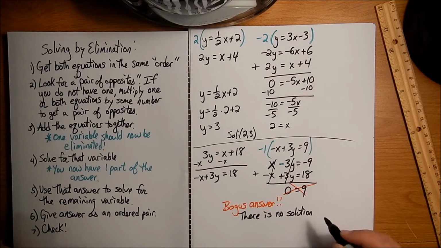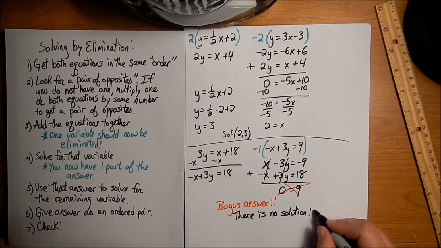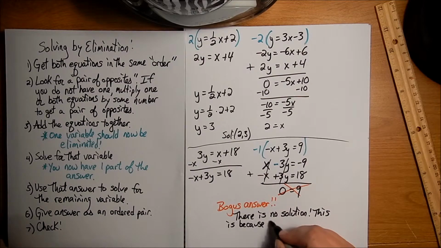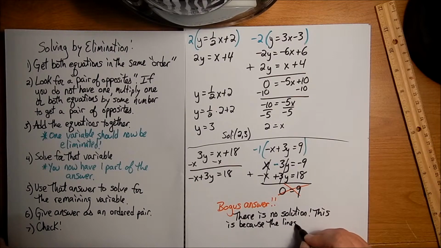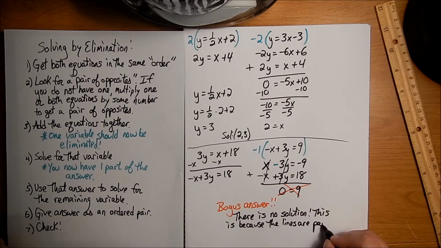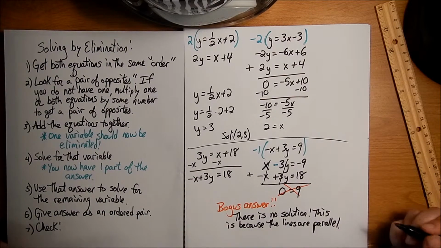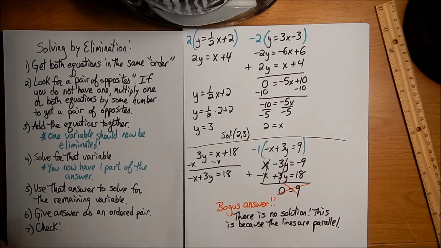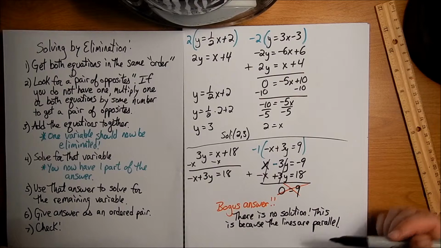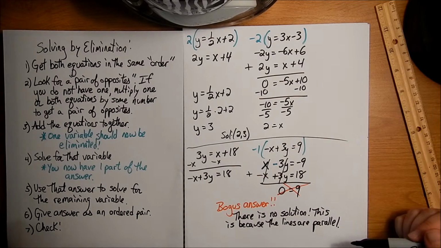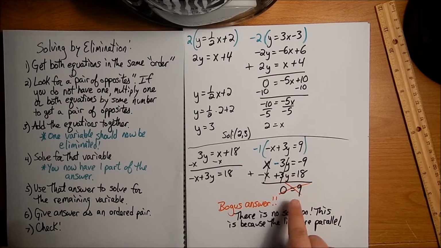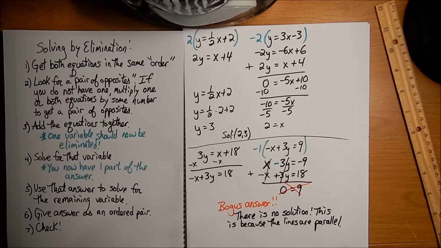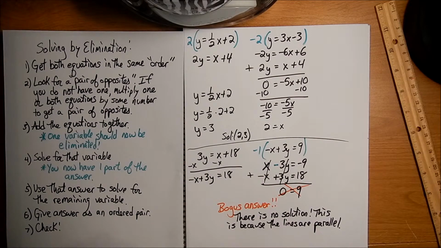Why? How can you have no solution? This is because the lines are parallel. They will never intersect, so you'll never get a solution. Okay, so you might want to verify that either by writing your two original equations in slope-intercept form, and remember that parallel lines, they always have the same slope but different y-intercepts, so you could verify that. Go over your math, make sure that you didn't mess up. But these, we actually did graph these in the graphing video, and they are, in fact, parallel lines.